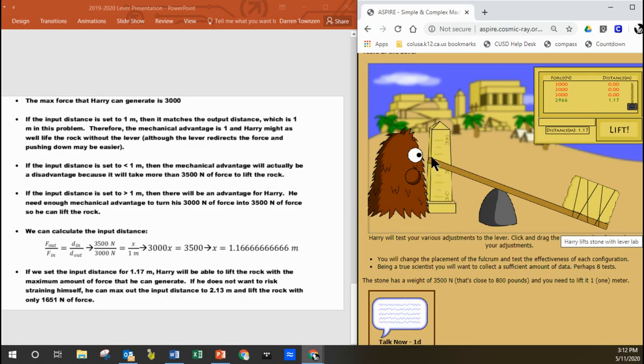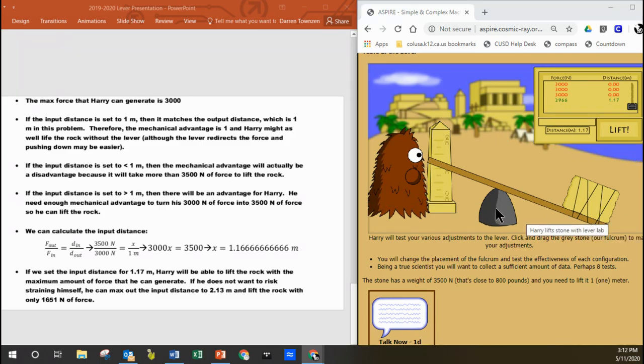So the distance here was 1.17, and the distance he got out was only 1. So there was less distance coming out of the machine, but the less distance coming out of the machine was made up for by the less amount of force that Harry had to put into the left end of the lever.